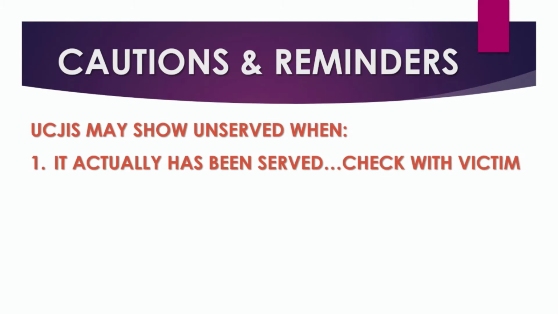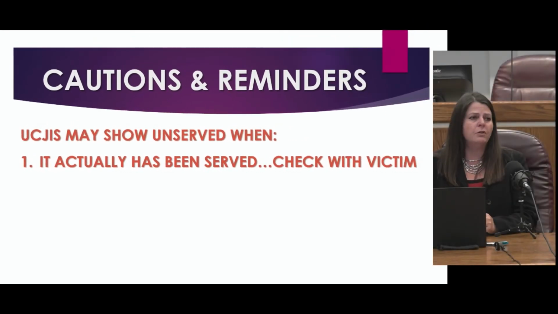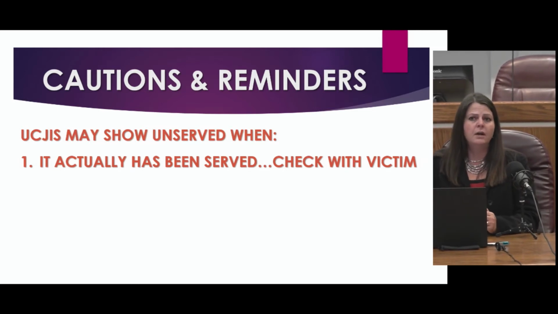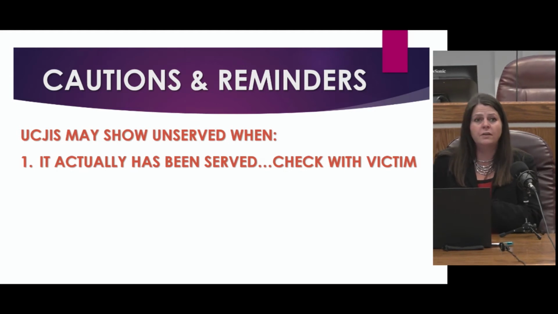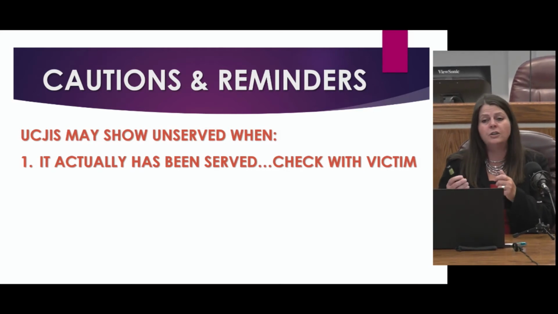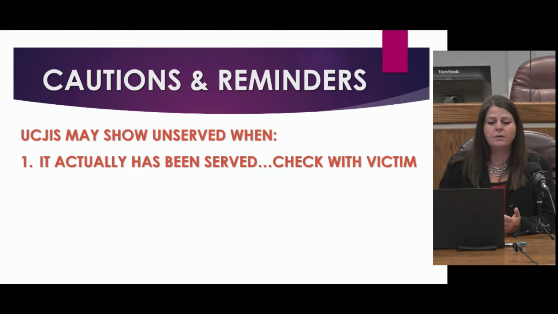A couple other reminders. Just be aware that information has to be entered into UCGIS for our law enforcement to be able to see it. So when you're working with your law enforcement, remind them that if the victim, the survivor, is saying, hey, that's been served, but it's not showing served in UCGIS, they just need a good faith belief that it has been served. So they need to ask more questions of the survivor. Find out when was it served, how was it served, who was it that served it. They should have some information, perhaps if they were there at the time it was served. We don't have to rely solely on UCGIS.